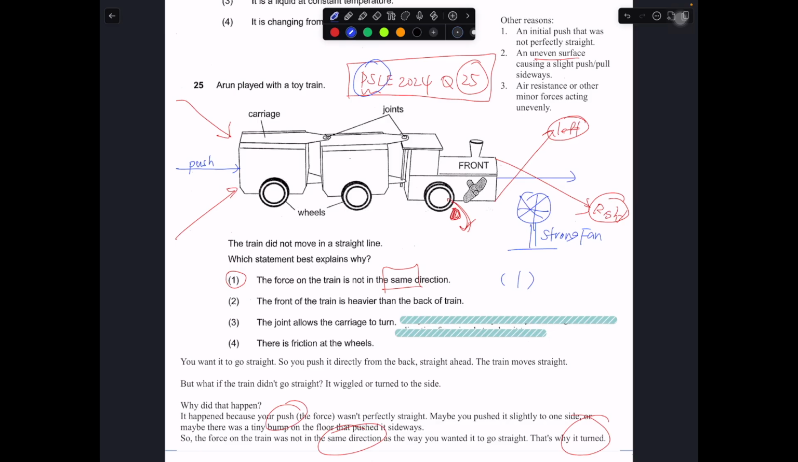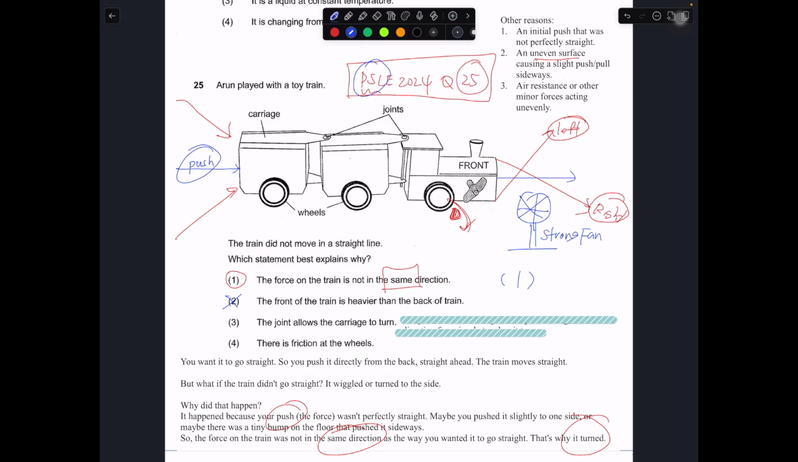Let's talk about what is not the answer. So the front of the train is heavier than the back of the train. Even if the front of the train is heavier than the back, if you push it straight, the train will still go straight. You can try it on your own, but that will be the observation that you will see. The train will still go in a straight line. So the uneven weight distribution of the train will not cause the train to move left or right if you exert a force that is perfectly straight. So number two cannot be the answer.